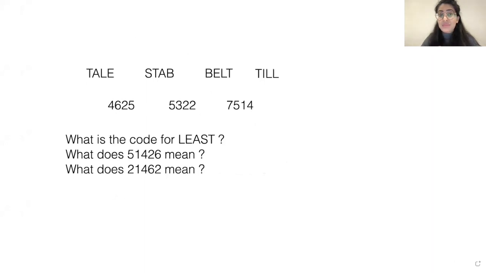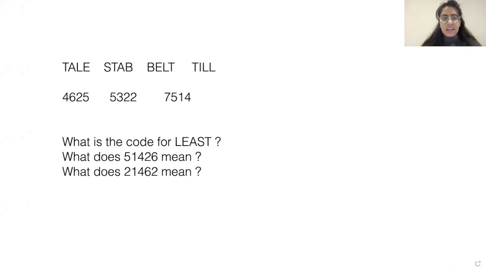Having said that, immediately I am drawn to the word till, because till ends with 2 L's. So let's check if any of the other words end with the same letter. Tail, nope, it ends in LE, stab ends in AB, belt ends in LT. So that's even better news for us. There is only one word that ends with 2 letters that are the same. So that means there's one code that ends with a number that occurs twice at the end.